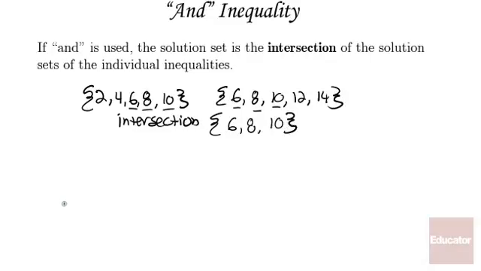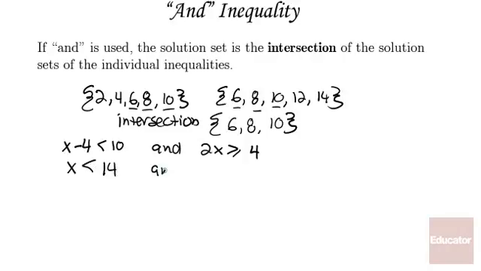Applying that to inequalities connected by the word and. For example, x minus 4 is less than 10 and 2x is greater than or equal to 4. Okay, solve each part as discussed. So add 4 to both sides. This means that x is less than 14 and, so both conditions must hold. If I divide both sides by 2, I get x is greater than or equal to 2.